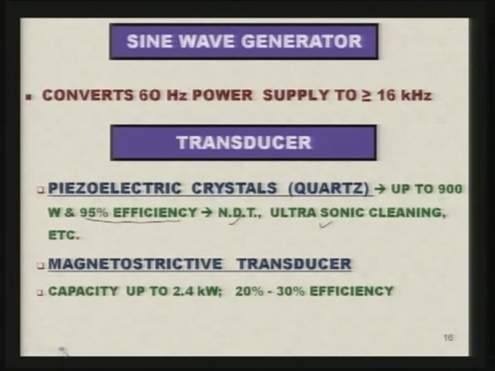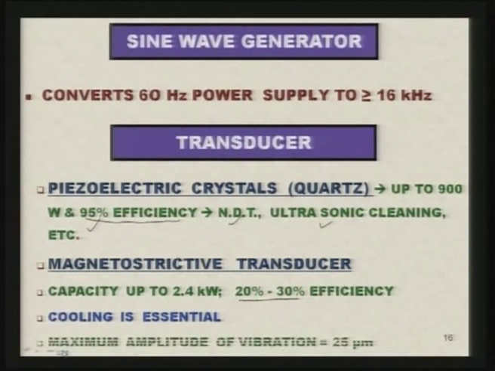Magnetostrictive type transducers have high capacity as compared to piezoelectric type of crystal. They can have as high as 2.4 kilowatt, but their machining efficiency, as you can see here, is just 20 to 30%, while in case of piezoelectric type it is 95%. Now, in case of magnetostrictive type transducer, you always require cooling. So, it becomes essential, and the maximum amplitude of vibration that you can obtain in case of magnetostrictive type transducer is 25 micrometer.